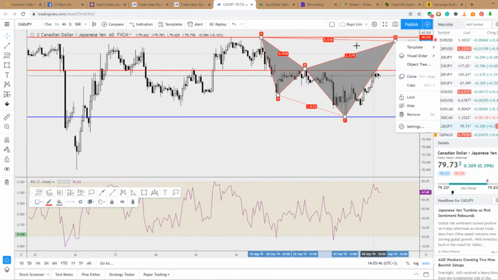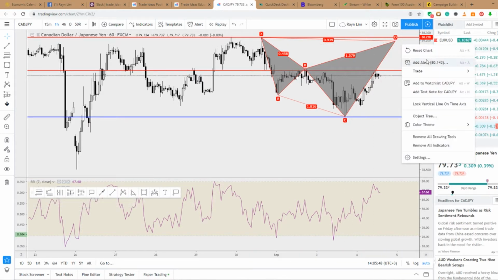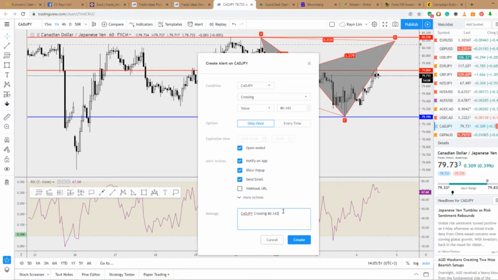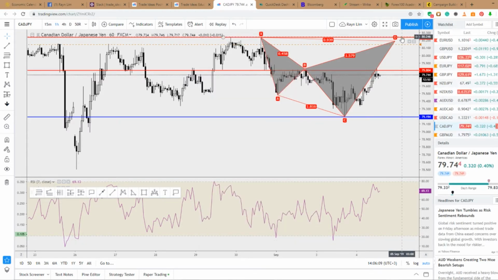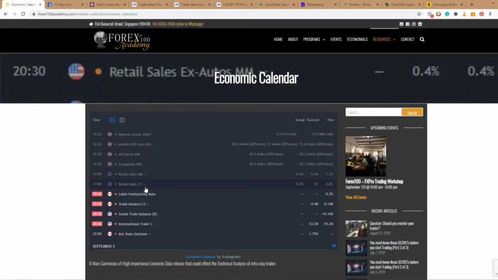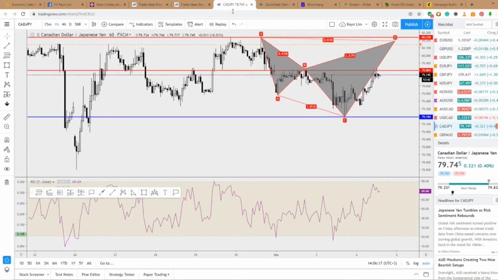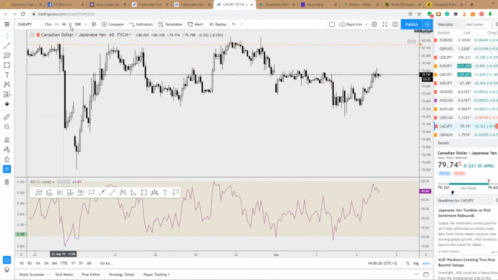Let's see. Okay, I can't set an alert on the point, so right click, add alert. CAD Yen H1, support and resistance, short pattern, counter trend trading opportunity. So I have to wait it out at least 1 hour after the interest rate results. Okay, to the last pair. So let me just turn this to an alert of my analysis of today.